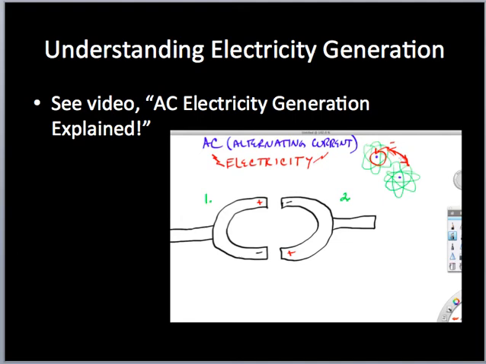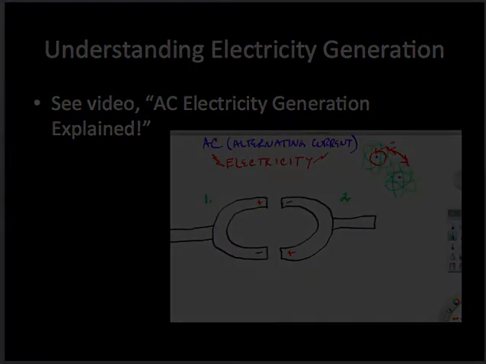So my suggestion is you would pause this video now and go to alternating current. It's actually called AC Electricity Generation Explained. And then come back and we'll move on from there.